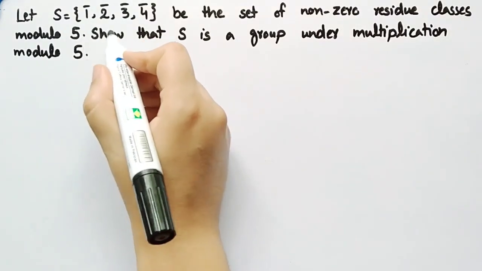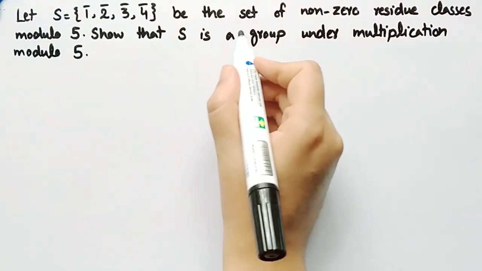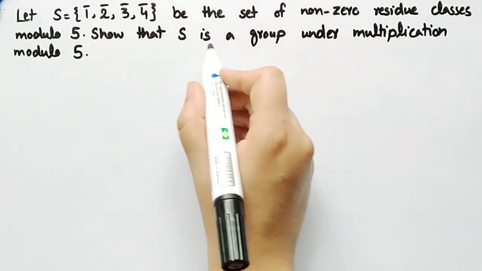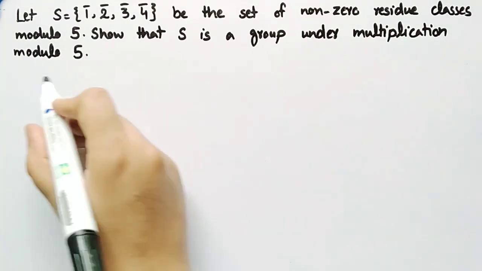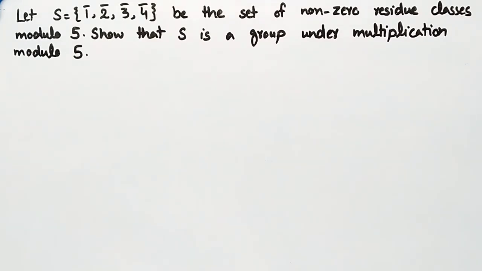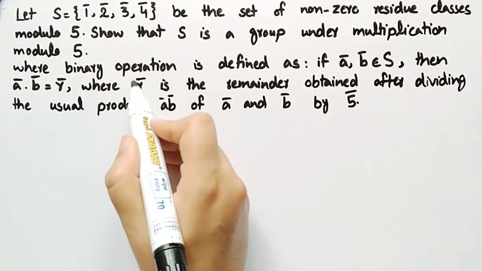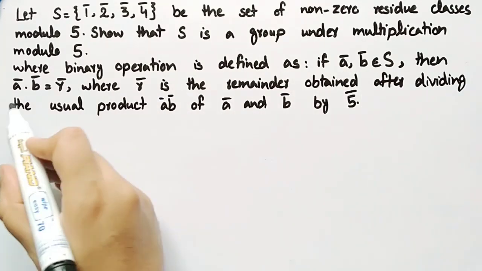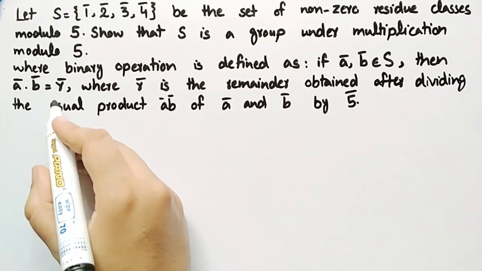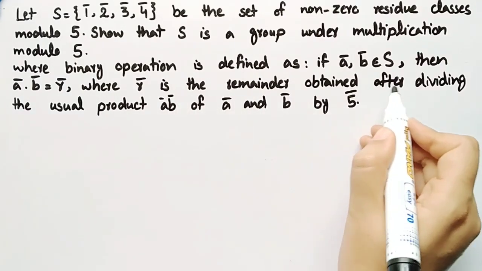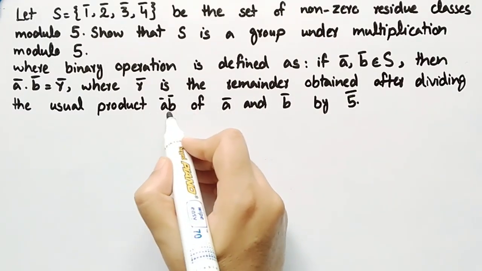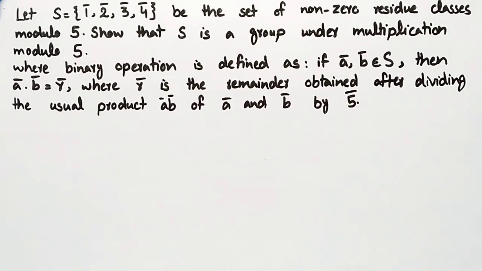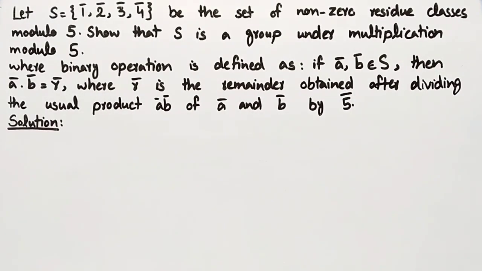Let S = {1, 2, 3, 4} be the set of non-zero residue classes modulo 5. Show that S is a group under multiplication modulo 5, where the binary operation is defined as: if a, b belong to S, then a · b = r, where r is the remainder obtained after dividing the usual product ab of a and b by 5. Now coming towards its solution.